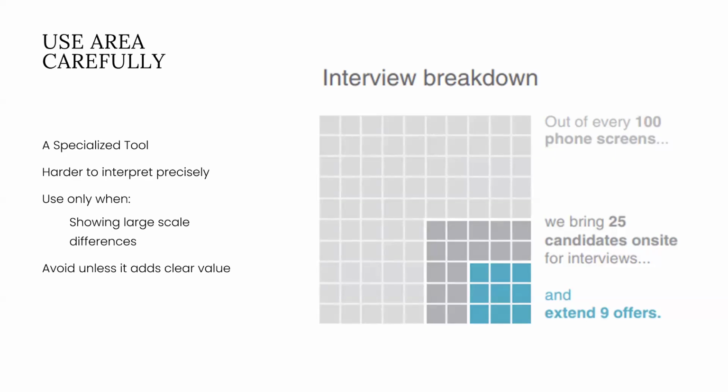Area-based visuals are generally difficult for precise interpretation because humans struggle to assess two-dimensional magnitude. Areas should be used sparingly and intentionally. One valuable use case is representing values of vastly different scales, where the second dimension allows compact representation of a large magnitude difference.